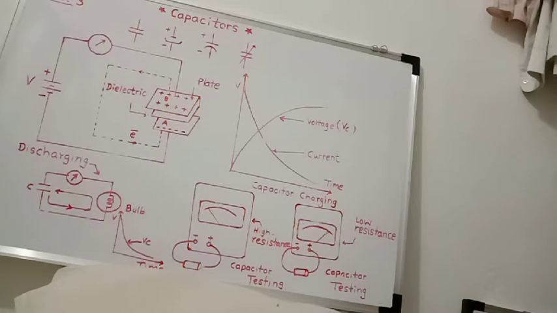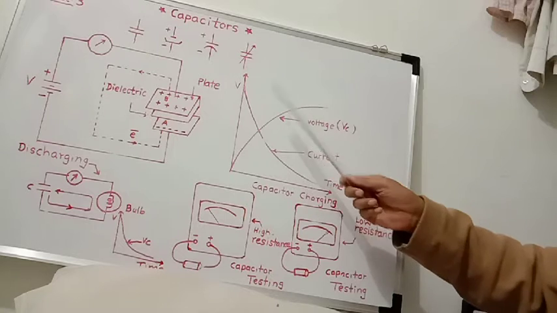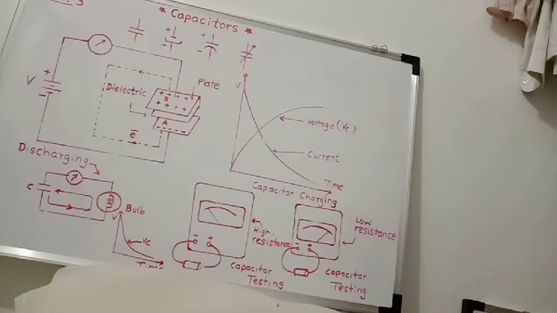Okay, the time required for the capacitor to charge up to 63.28% of its applied voltage, or the time required for the capacitor to discharge up to 36.72% of its initial voltage, is called the RC time constant. So RC time constant T is equal to R into C. Okay, so this is the definition of RC time constant.